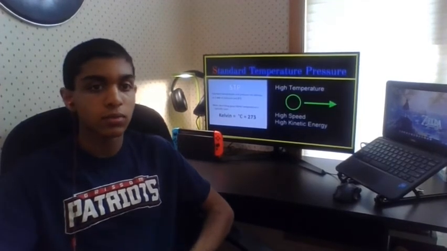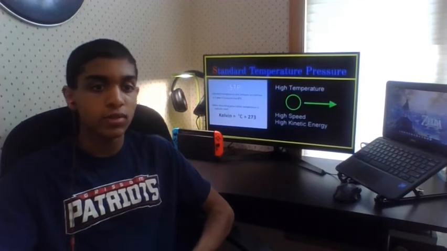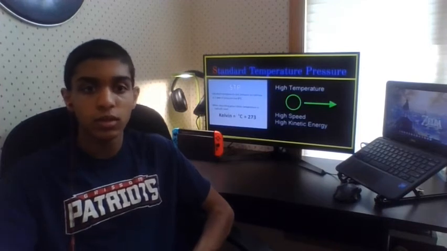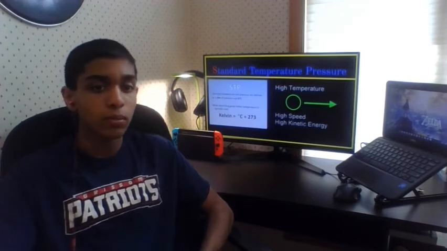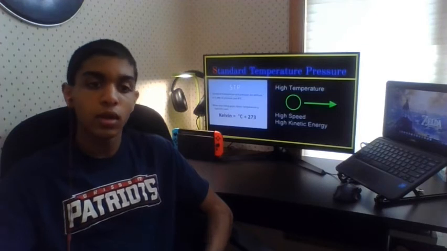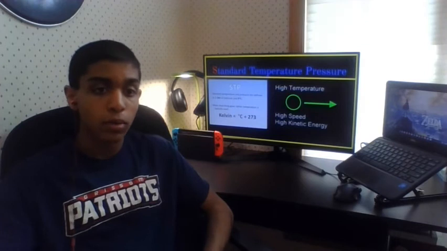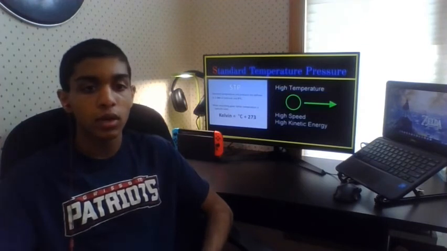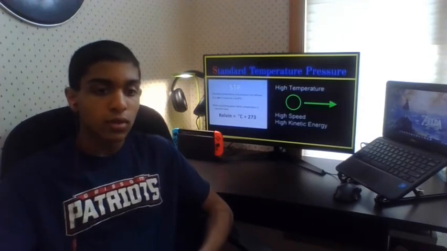Standard temperature pressure, also known as STP, is a set of conditions that allows for the most accurate data to be collected during an experiment. To break it down, standard temperature is 0 degrees Celsius, 32 degrees Fahrenheit, and or 273.15 Kelvin. Standard pressure is exactly 1 atm, or 1 atmosphere, 760 millimeters of mercury, or 760 torr. The combination of these conditions are STP.